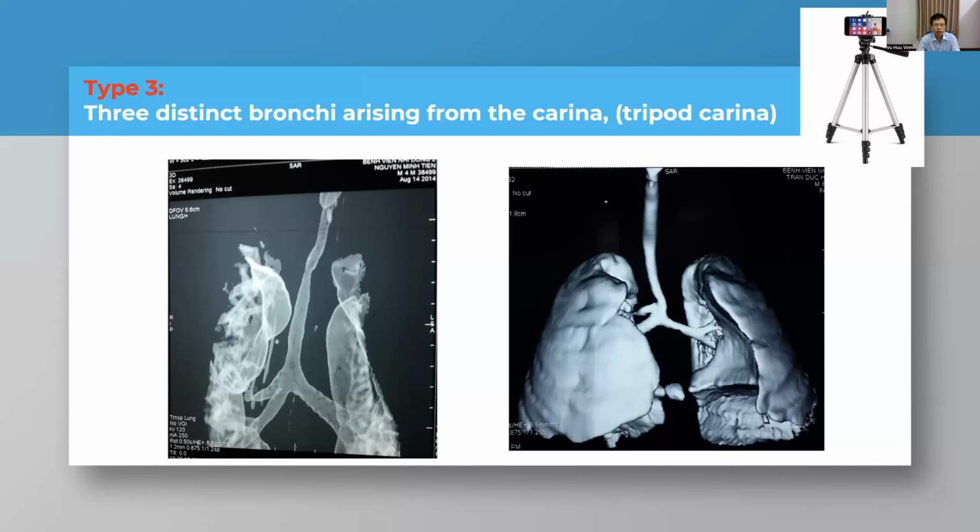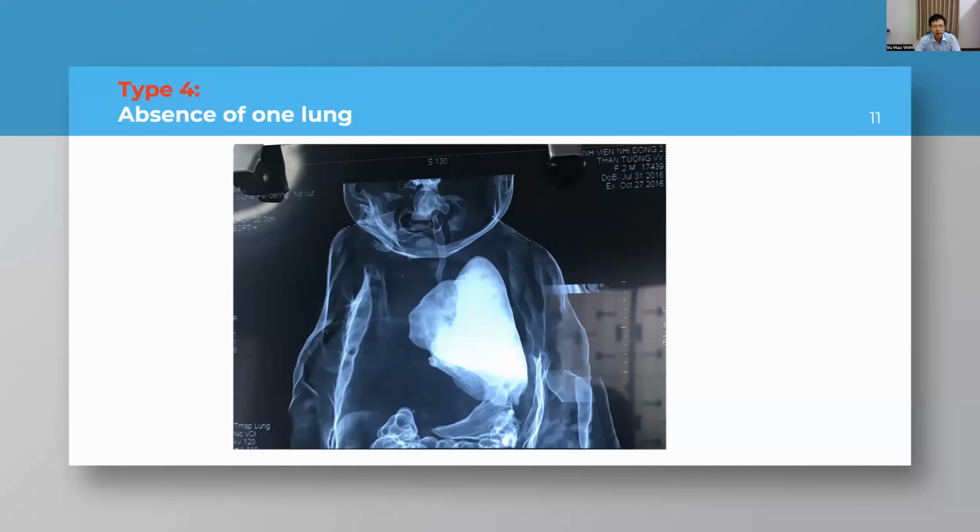So type number three is the patient has three distinct bronchi arising from the carina at the same level, like a tripod carina, as you can see. And the type number four, the patient has only one lung. In other words, the patient has an absence of the other lung or absence of the other bronchus, and this is a very severe deformity.